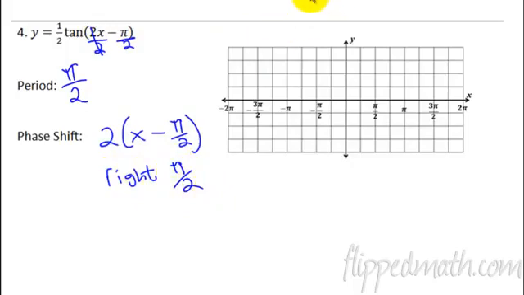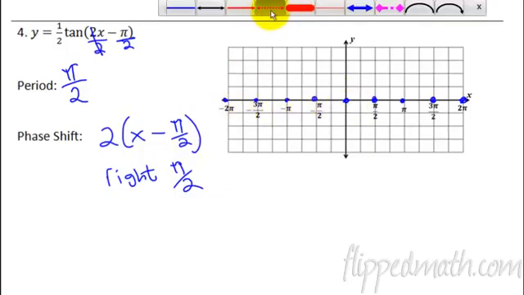All right, so now it used to be that a tangent would go through right here at the origin. Now it's going to be shifted right pi over 2. So now it's going to be there, and then it repeats every pi over 2. So then I jump out another pi over 2. Here's a pi over 2, another pi over 2, another pi over 2, and we can go backwards on our period. Pi over 2 left, pi over 2 left, and so forth. And that just continues the pattern.